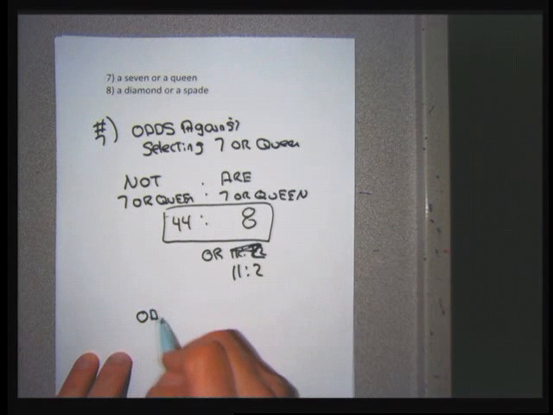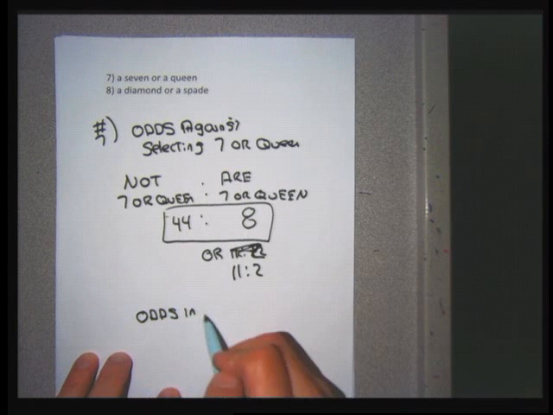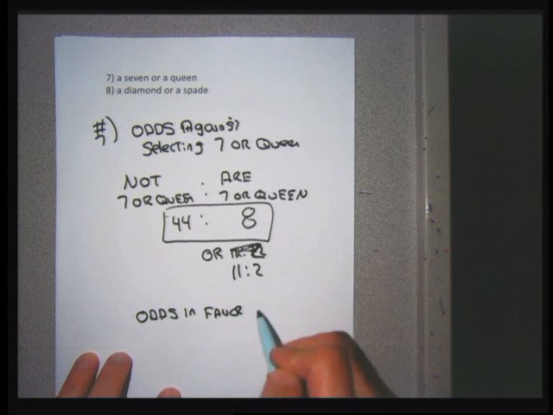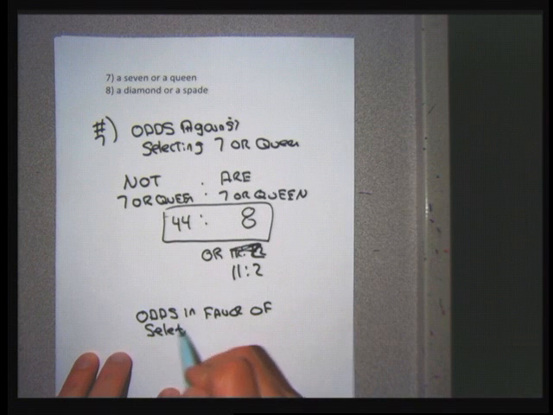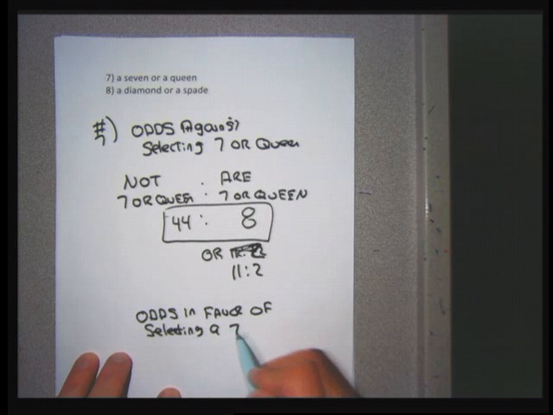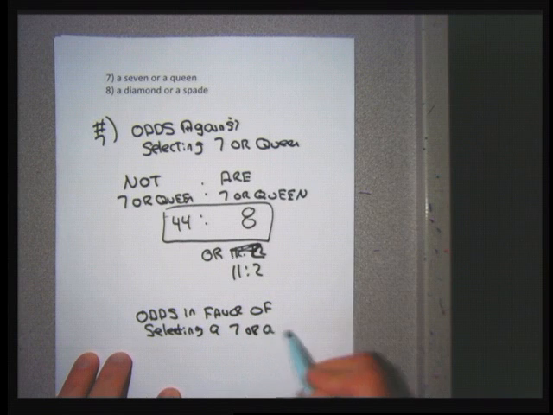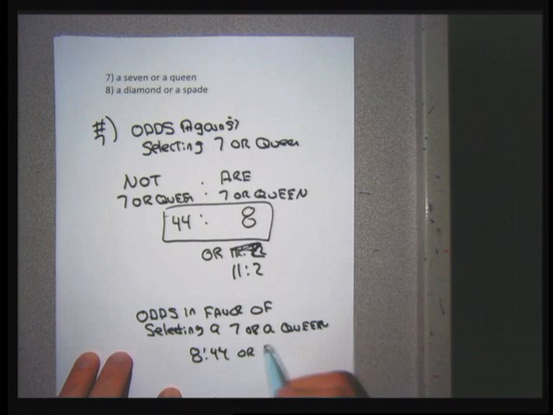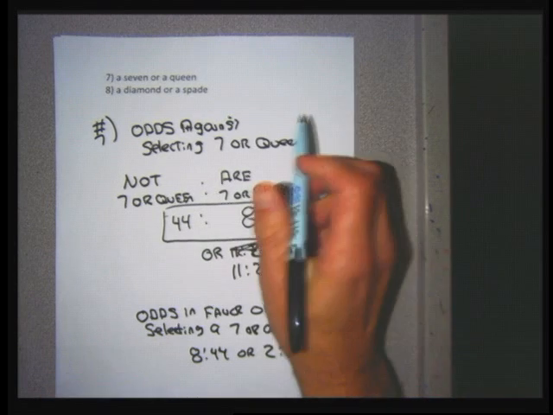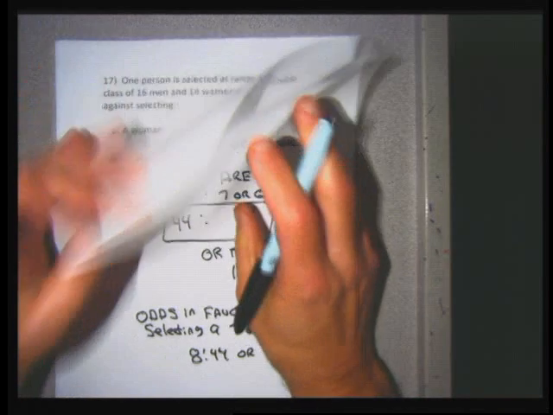And then the odds in favor of selecting a 7 or a queen are just the reverse of this. It's going to be 8 and 44, or 2 and 11. Let me check this real quickly, because anytime I do an odd I can check.